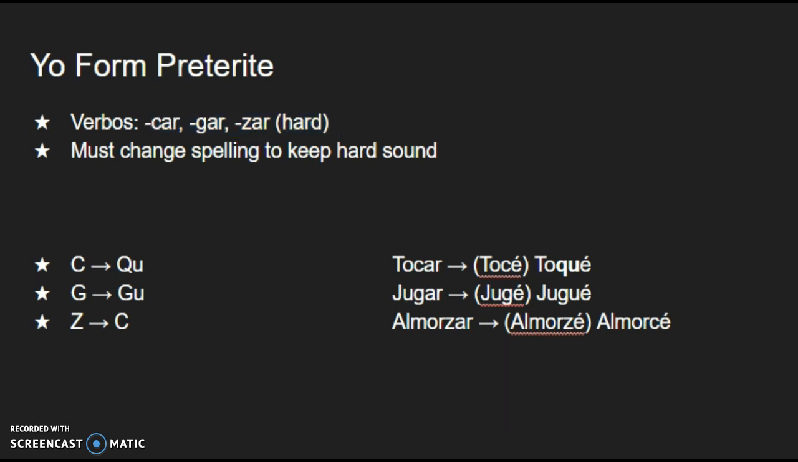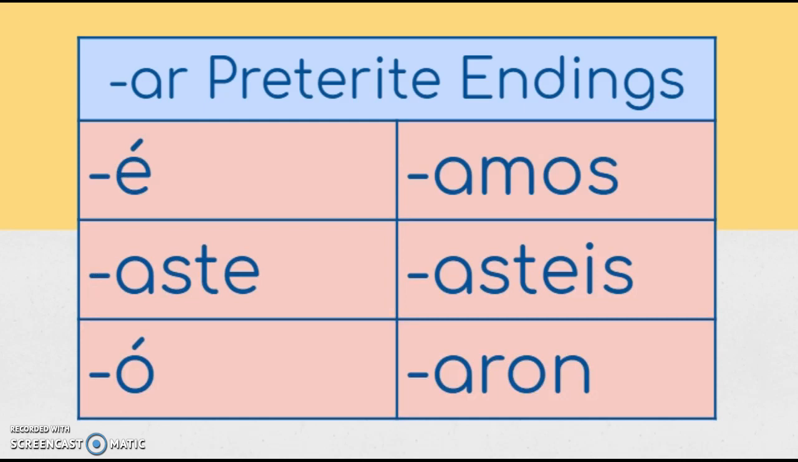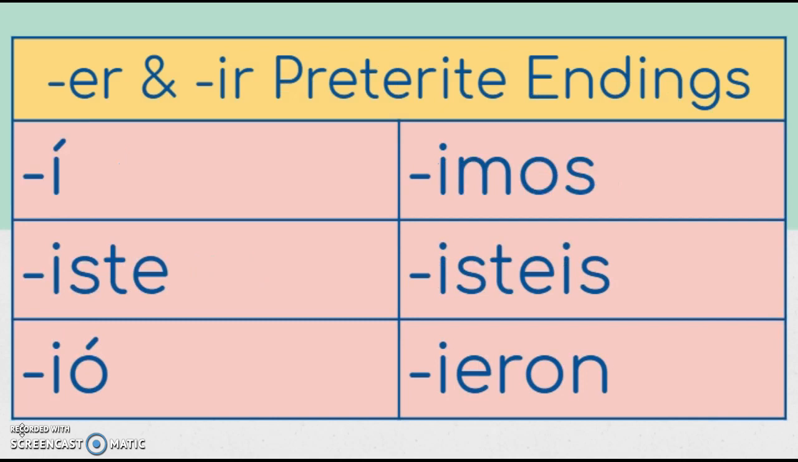So that's only for a few verbs. Most of what you need to know is these two sets of endings. You are already experts on the process, but just knowing these two new sets of endings.